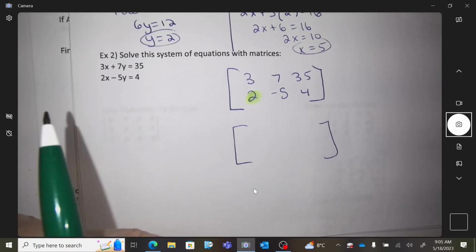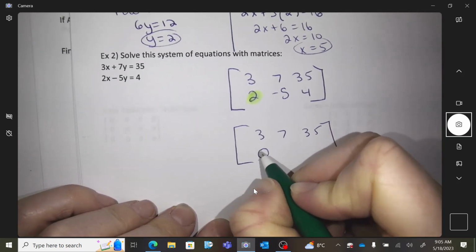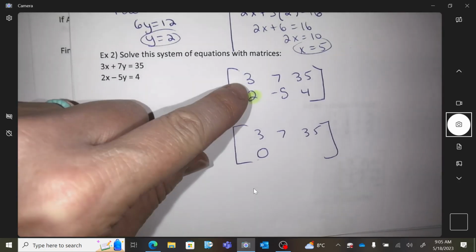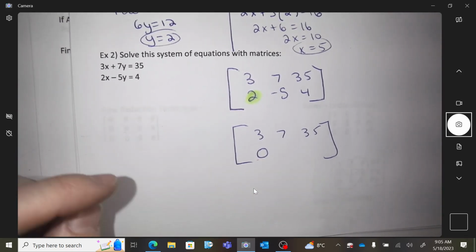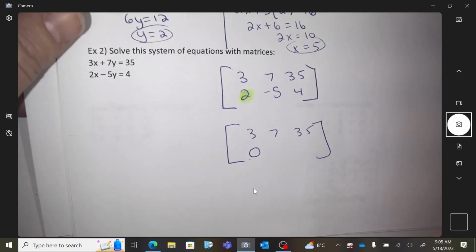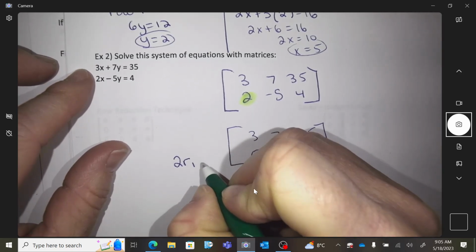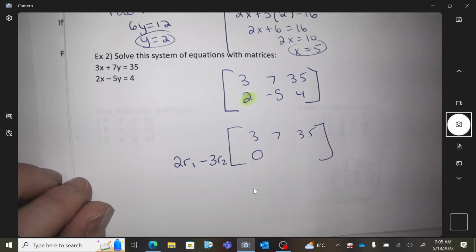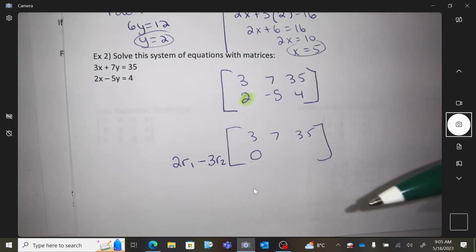Do you remember what to do in that case? I want to make a 0 there. What would I have to do to make a 0? I'm going to do 2 row 1s minus 3 row 2s. Does that make sense to you, what I did? Because if I times this by 2, it's 6. And if I times this by 3, it's 6. And then I minus them and they're gone.